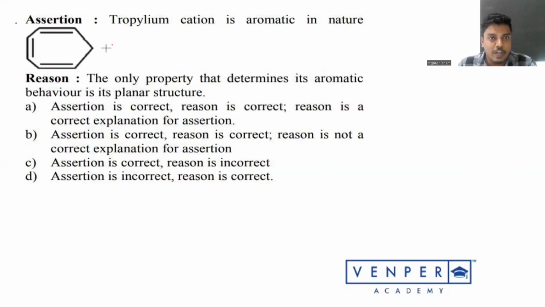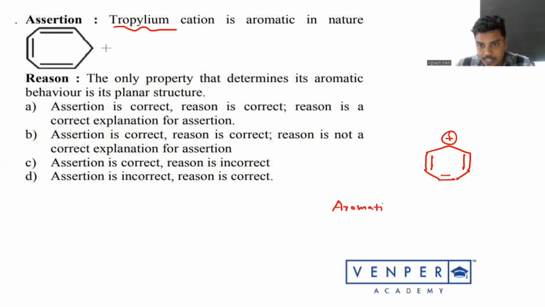So, very important: aromaticity. The tropylium cation. This is a tropylium cation, with 7 numbering. This is aromatic. Why is this aromatic? What is the property of aromatic? You know, right? What is the condition for aromaticity?